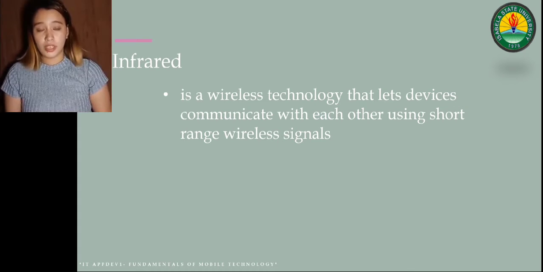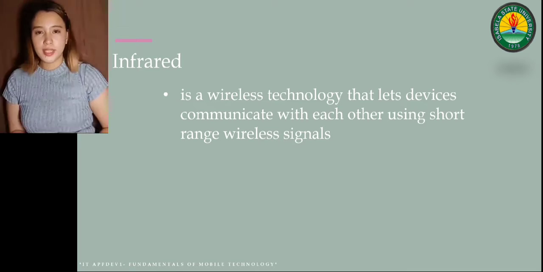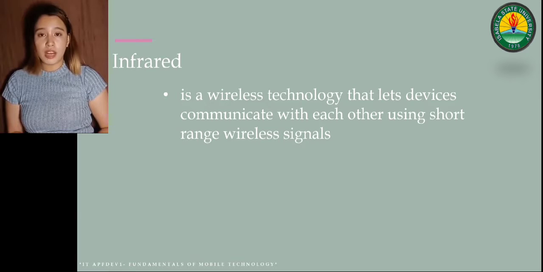What does infrared mean? Infrared is a wireless technology that lets devices communicate with each other using short-range wireless signals. It requires line of sight, has a short transmission range, and is unable to penetrate walls. And also, infrared wireless refers to all processes of sending data and communicating.